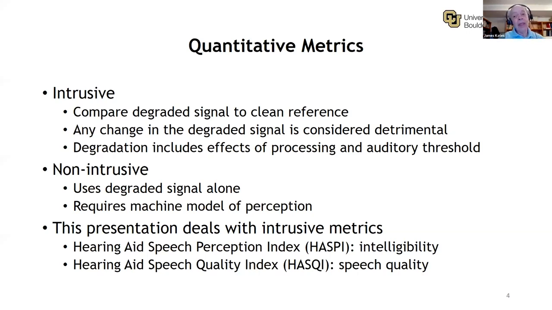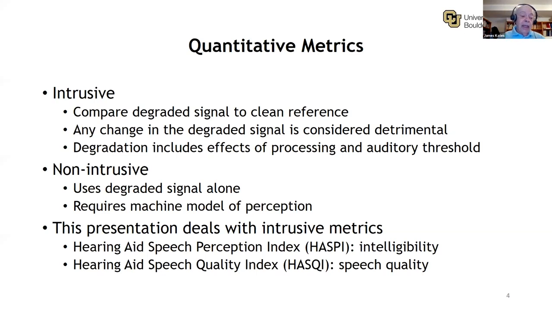There is also a class of metrics, and this is becoming a hotter research area these days, that uses the hearing aid output, the degraded signal alone. To implement a metric of this sort, you basically need to rebuild a machine model of auditory perception. That's not what I've been working on. What we've been doing are intrusive metrics.